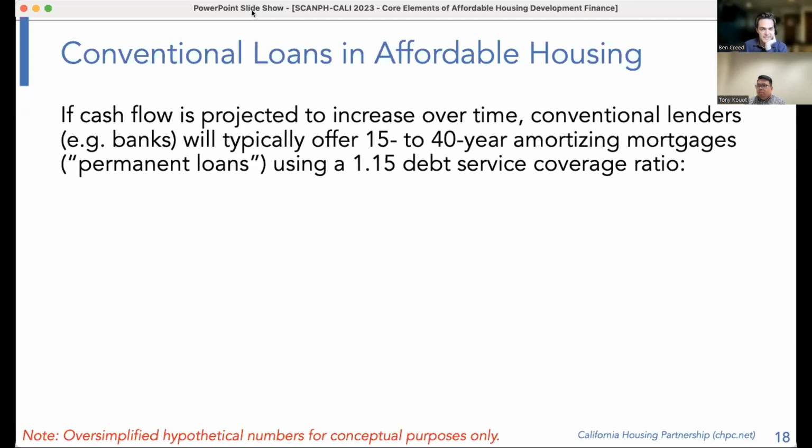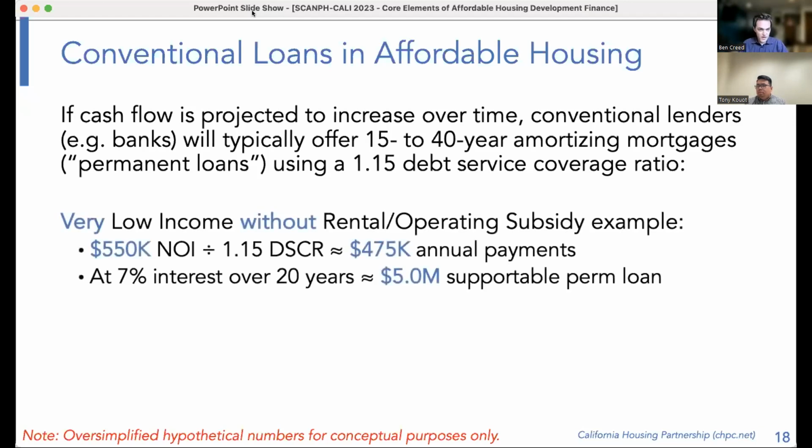And just like a mortgage lender won't assume that they'll collect the entirety of the household's income, they'll only collect a portion of it. These permanent lenders will typically use a 15% cushion, depending on the project details, on that net operating income, the money left over after the bills get paid. So for our very low income development that does not have this operating subsidy, the $550,000 left over, they'll use that 15% cushion. And so they'll say, okay, we as the bank will take $475,000 of that per year.